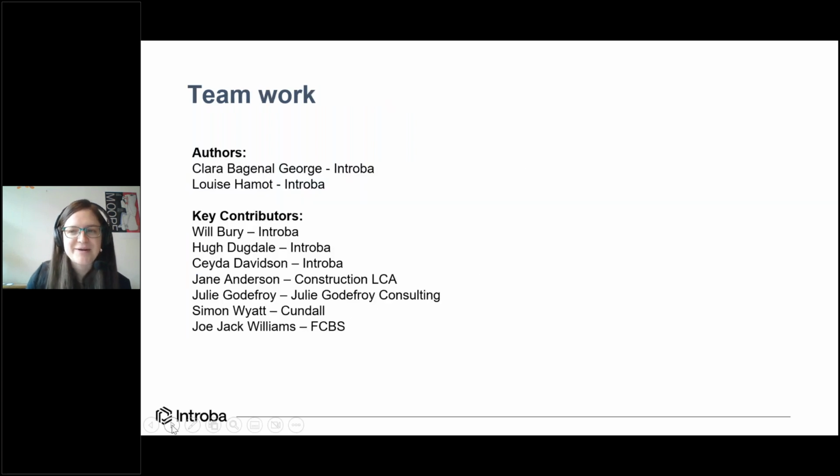I just want to shout out to all of the people who were involved in this section of work that I'm talking about. My co-author of this section is Louise Amo, and there were lots of key contributors both at Entroba and wider: Julie Godfrey, Simon Wyatt, Joe Jack, and Jane Anderson. Jane Anderson's involved a lot with this statement, but Julie, Simon, and Joe Jack formed a little group, and they really supported the development of this. So thanks to them and my other colleagues, Will, Hugh, and Jada at Entroba.